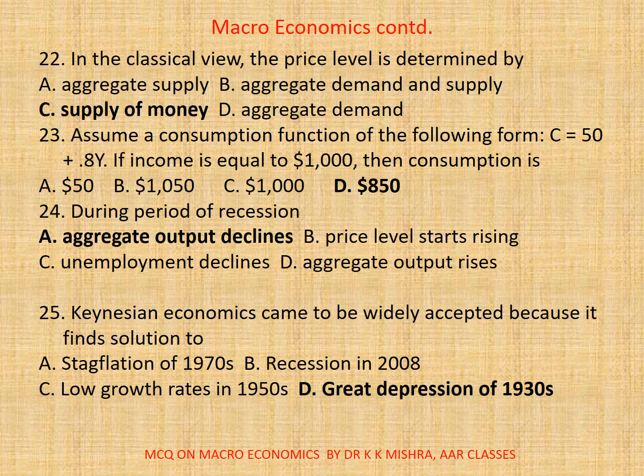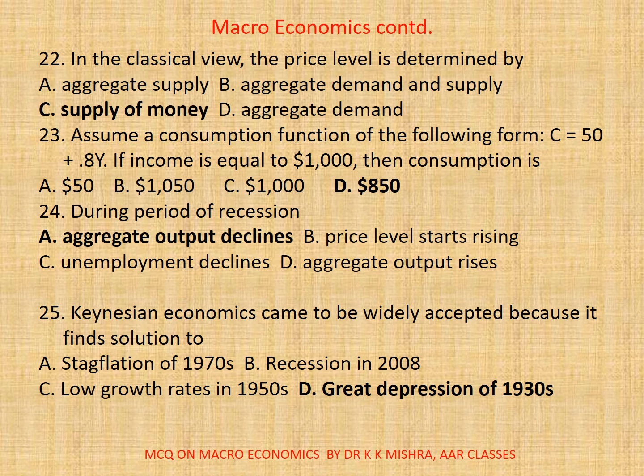22. The classical view, the price level is determined by A. Aggregate supply, B. Aggregate demand and supply, or C. Supply of money and aggregate demand. The correct option is C. Supply of money. 23. Assume a consumption function of the following form. Say C is equal to 50 plus 0.8y. If income is equal to $1,000, then the consumption is, if you calculate by the value, you will get D. $850.